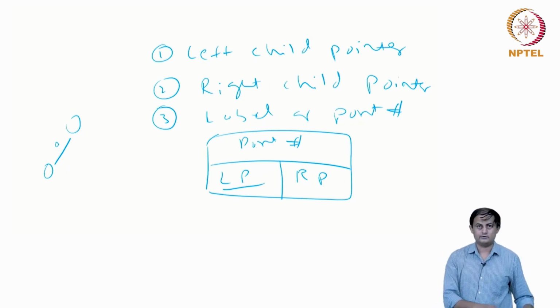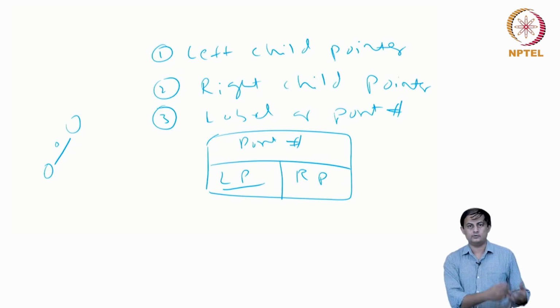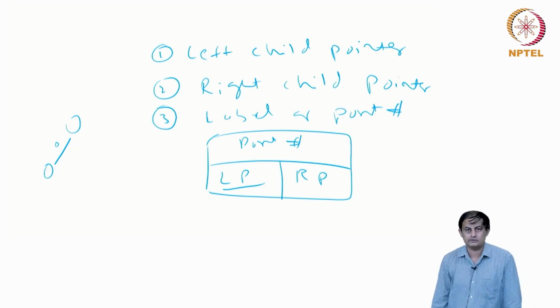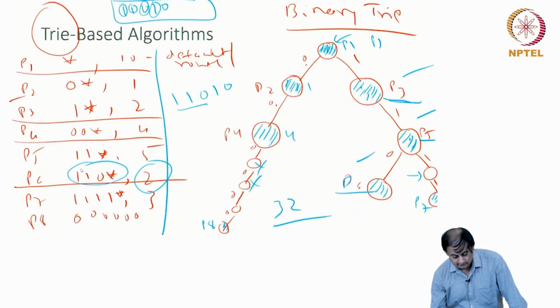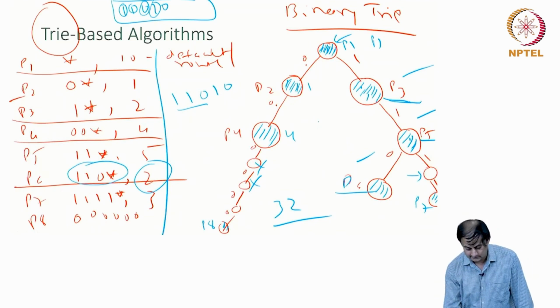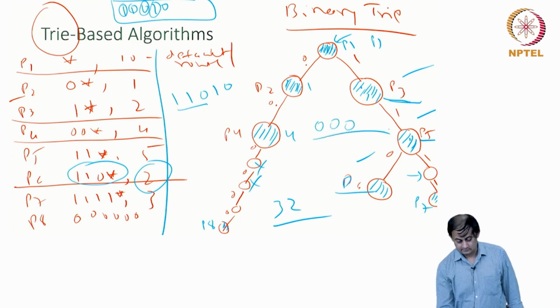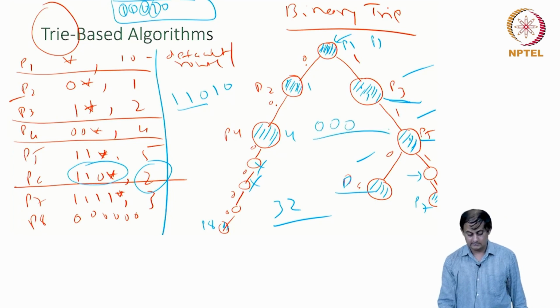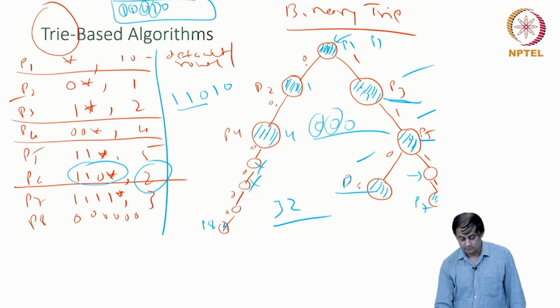You start with the root and keep searching, and wherever you hit the boundary or the prefix that you have, there you stop. So it might also happen that when you are doing the search, for example, let us say the destination IP address is 000. You start with the search, the first 0 you read, you come to P2, the second 0 you read, come to P4, and you read the third 0, you actually go to this node.